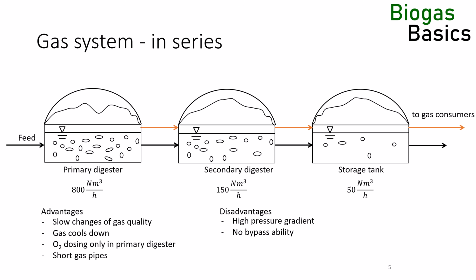The gas will cool down as well, losing condensate and increasing its density, which saves power in the gas conditioning unit. If air or oxygen is dosed into the biogas, it must only be dosed into the primary digester. From there, the oxygen will flow into the secondary digester and storage tank. O2 dosing into the gas phase is a cheap way of desulfurization. H2S is oxidized to elemental sulphur and sulfuric acid.